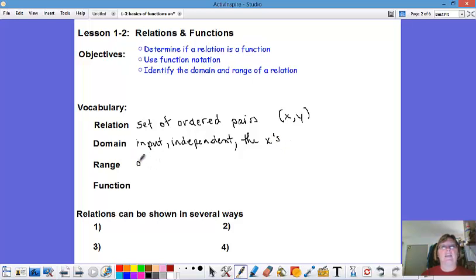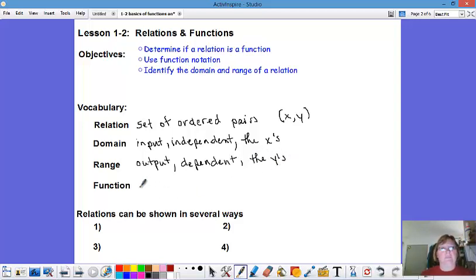The range is the output value, or dependent value, since the value of the range depends on what x is put into it, what domain element goes into it. For us, that's normally the y values.